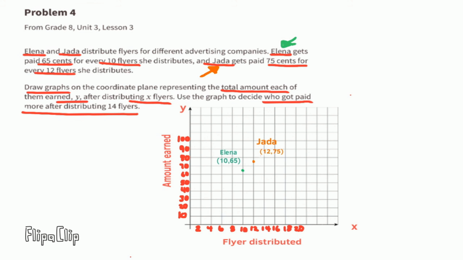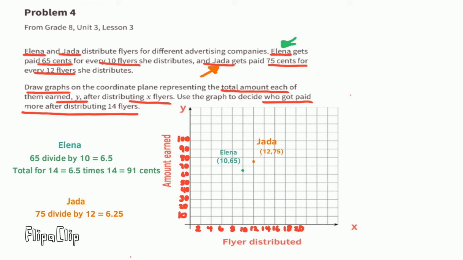We can figure out how much that is per flyer. Elena got paid 65 cents for delivering 10 flyers. 65 divided by 10 is 6.5. That's 6.5 cents per flyer. 6.5 times 14 equals 91 cents. So Elena gets paid 91 cents for delivering 14 flyers.